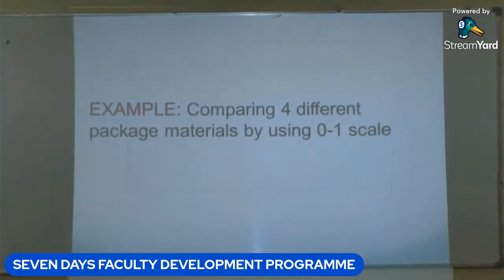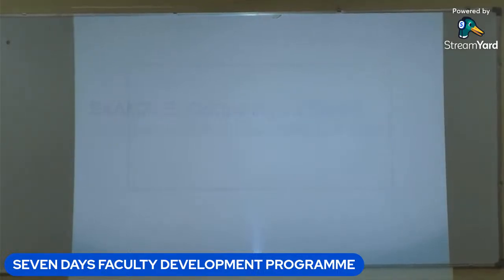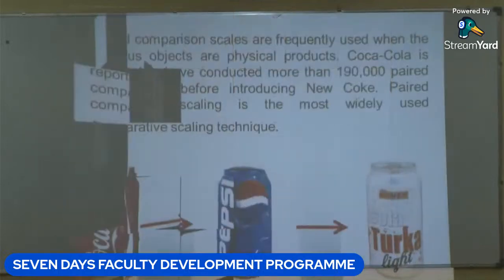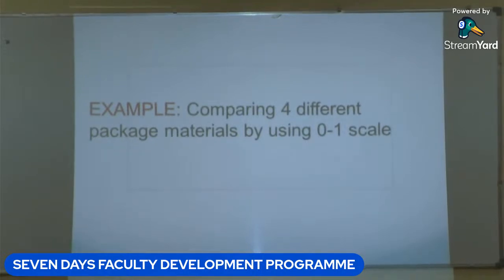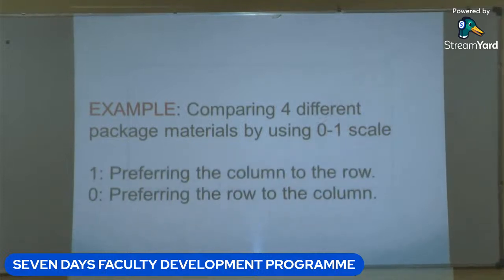Let us assume that here we have 4 different package materials and use a scale of 0 to 1. That is one example; another example follows. One is preferring the column to the row. The second one is preferring the row to the column. So for example, in the earlier example, out of 190,000 persons, based on the counts, we can easily come to the conclusion.